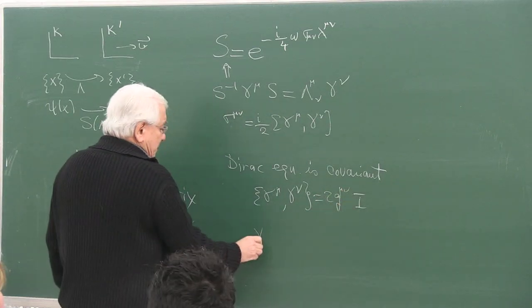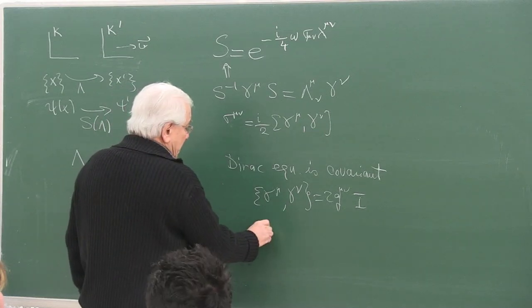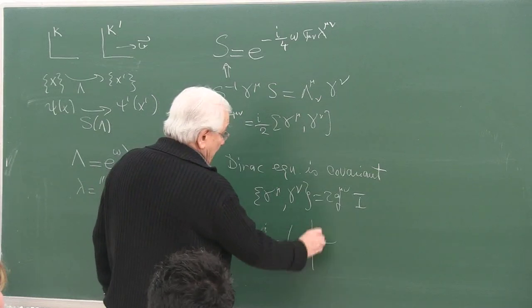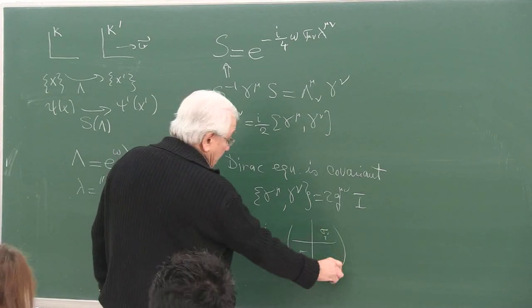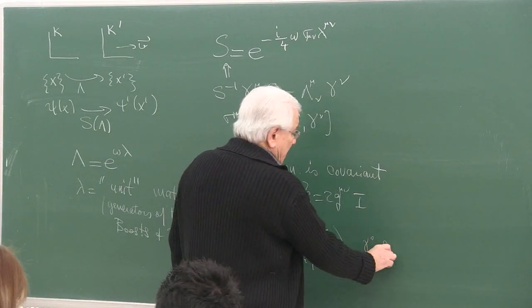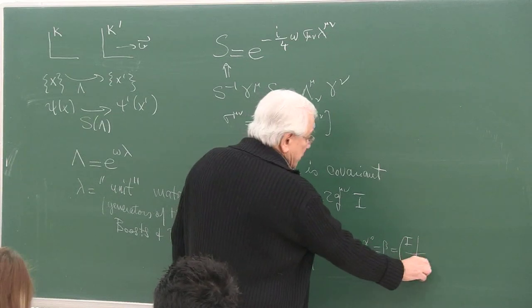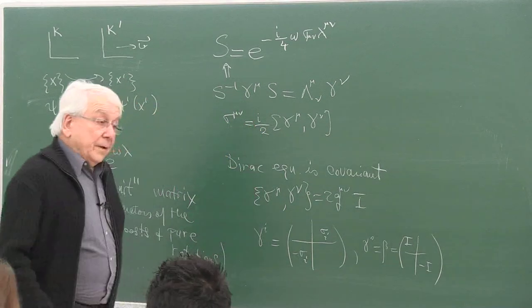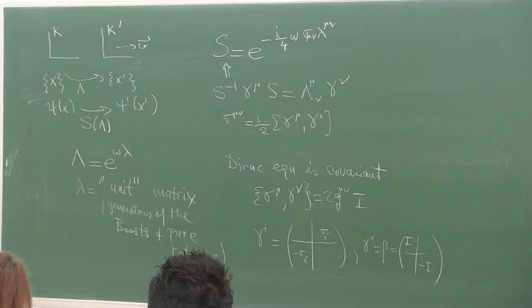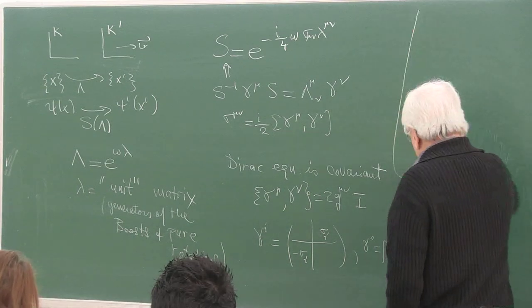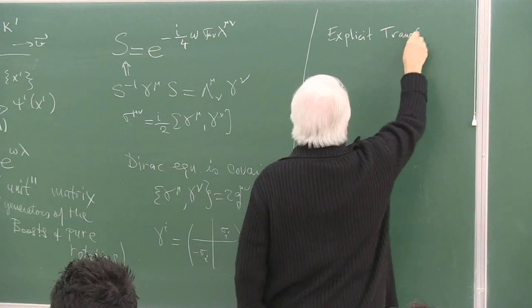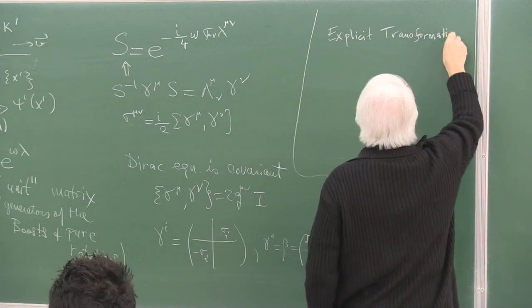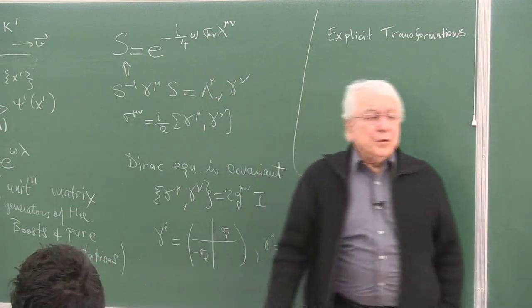And gammas have the following representation: gamma i is sigma i, minus sigma i, and gamma zero was beta already, so there is no change. Fine. So what we have to do next is work out a few cases specifically, that is, explicit transformations. We are going to construct them now, both in the Lorentz space and in the spinor space.